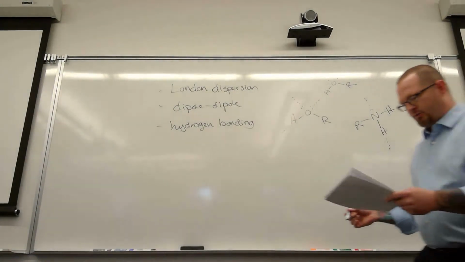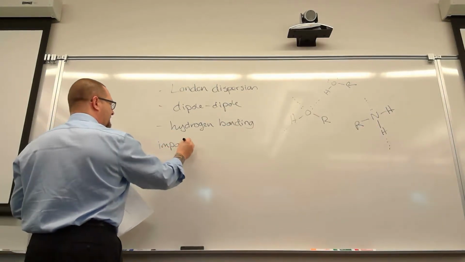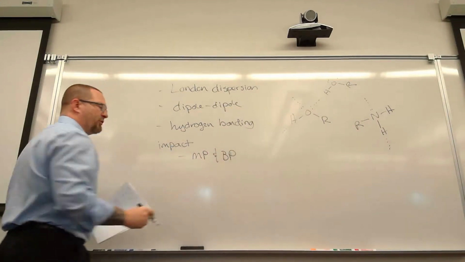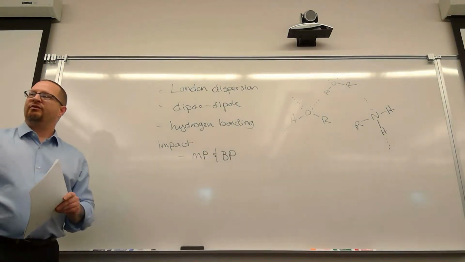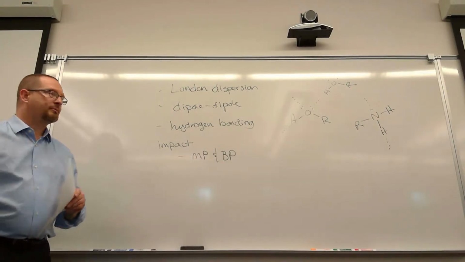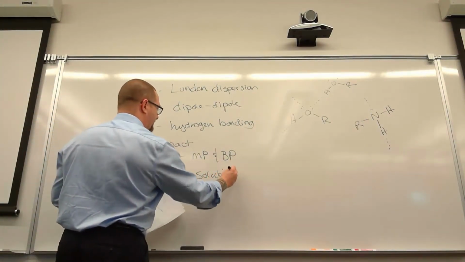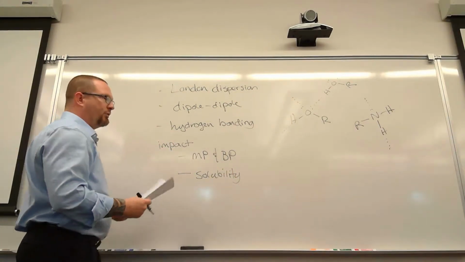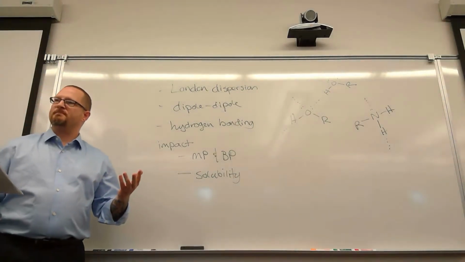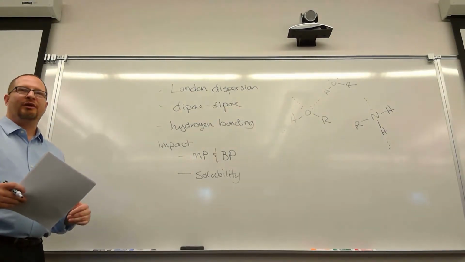Think about how these impact physical properties such as melting points and boiling points. The more strongly they associate with themselves, the more energy it will take to excite them into gas phase or liquid phase. And think about the impacts on solubility, where the most simple description is polar things dissolve polar things, and nonpolar things tend to dissolve nonpolar things. So like dissolves like.